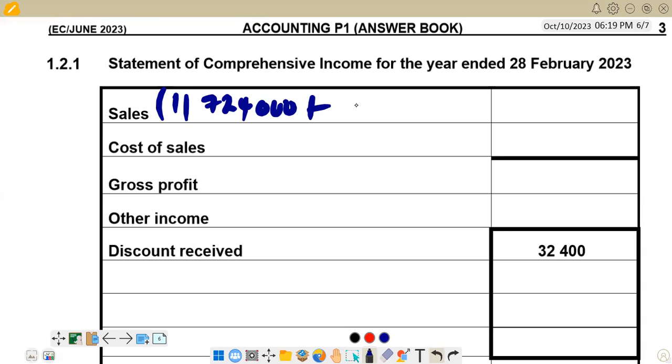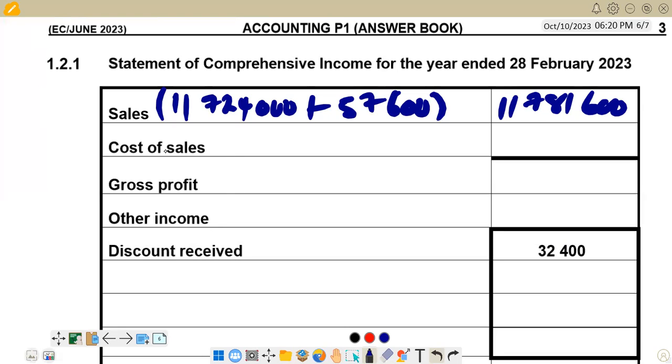Then we add the 57,600. When you do this, you're supposed to get 11,781,600. Right. So when these goods were retained again, when they were treated as returns, it means they went again and increased the figure for inventory.